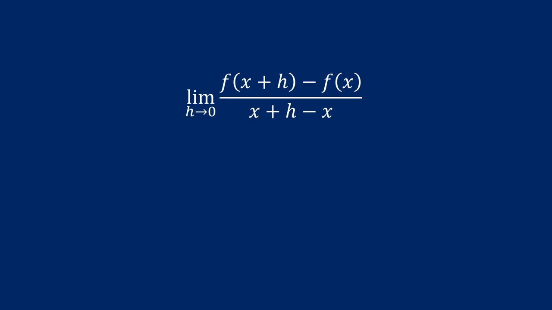If you recall the graph, our two y values were f of x plus h and f of x. The difference between these 2 points is going to be our difference in y. So the top of the expression is f of x plus h minus f of x.